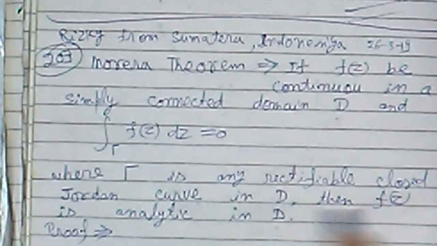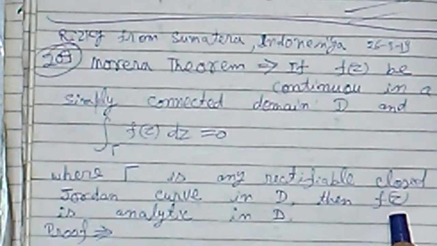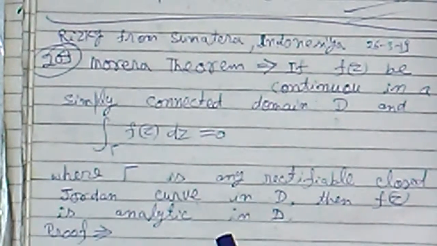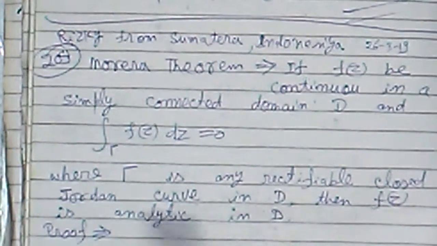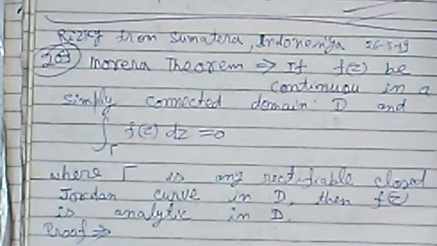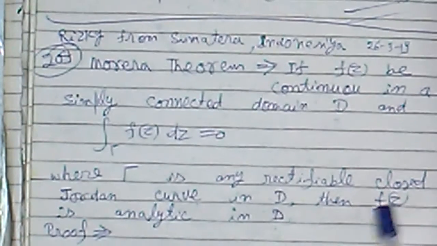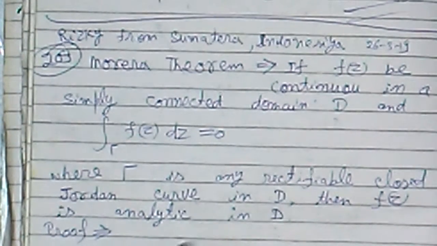If f(z) is differentiable at every point of domain D, then we can say f(z) is analytic in D. So we have to prove f(z) is differentiable at every point of domain D for this.